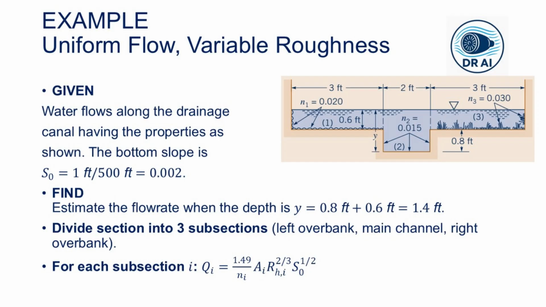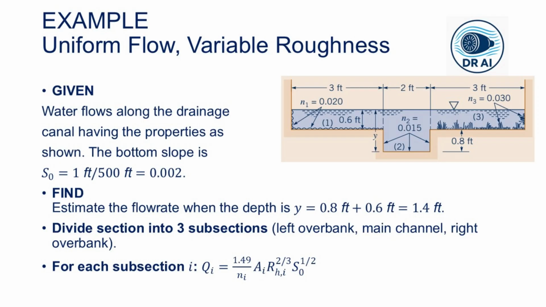Now, what happens when your channel is not made up of one material? A common situation is a drainage canal, with a concrete bottom for strength and gravelly sides for erosion control, or a river with a main channel and a wooded floodplain. So the roughness varies around the wetted perimeter. This particular example shows how to handle this.